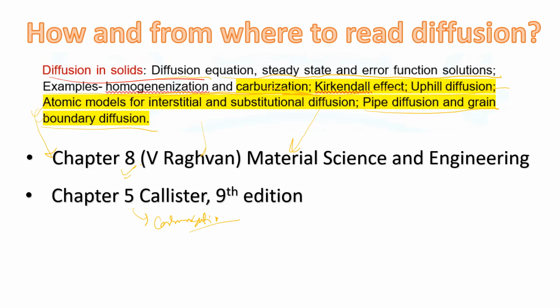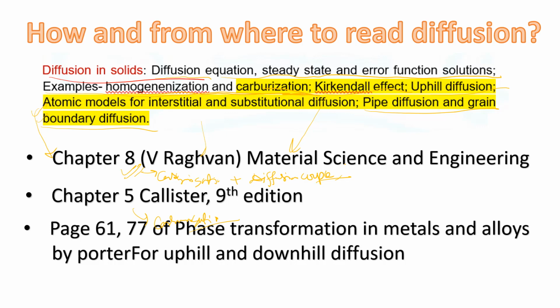But here in chapter 8 it is given for carburization also, carburization plus diffusion couple, right? It is given for the diffusion couple case and carburization in chapter 8 of V. Raghavan. In Callister it is just mentioned about this carburization process. Okay, so these are the two sources.